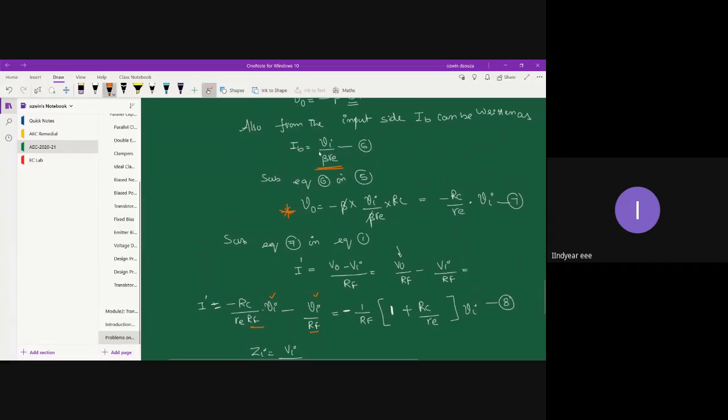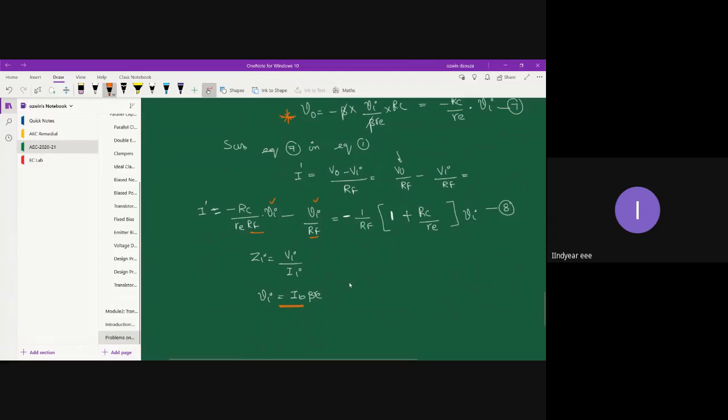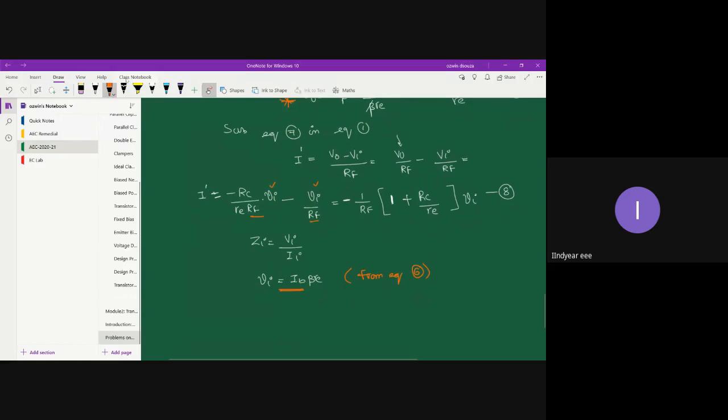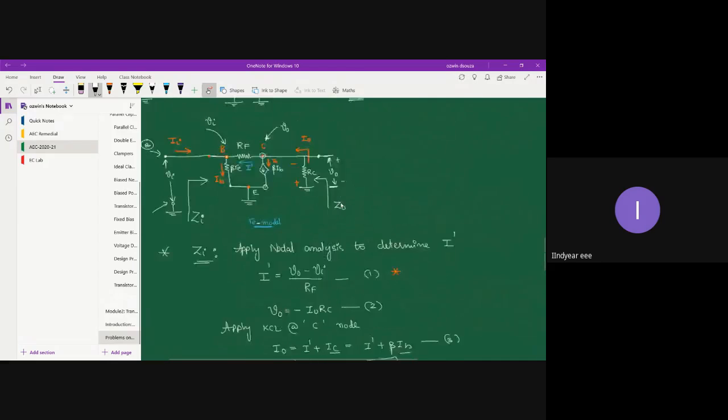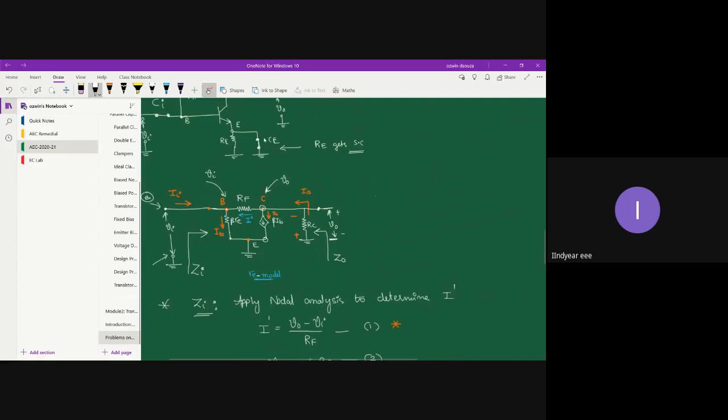If you cross multiply, you will get voltage as current into resistance. So in bracket, let me write from equation 6. Vi is equal to Ib. What is Ib here? Can anyone tell me what is Ib here?